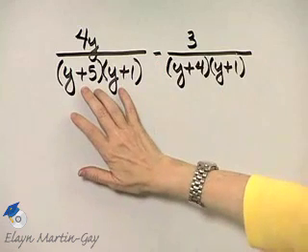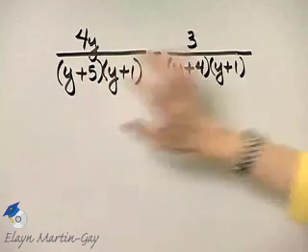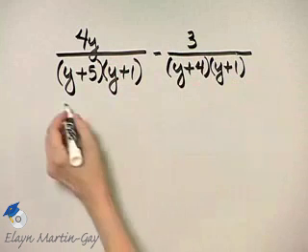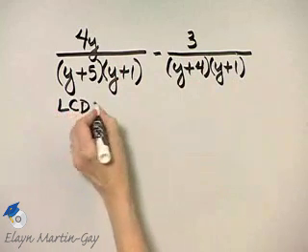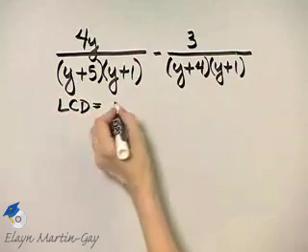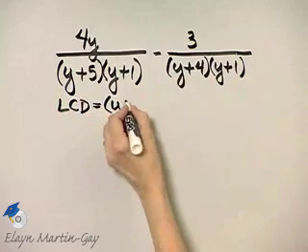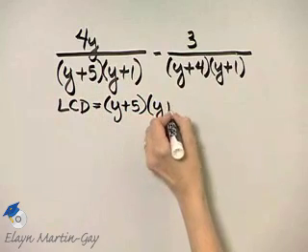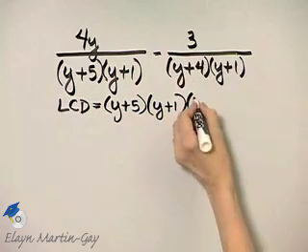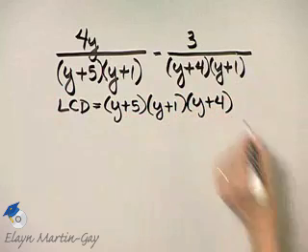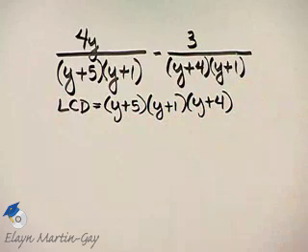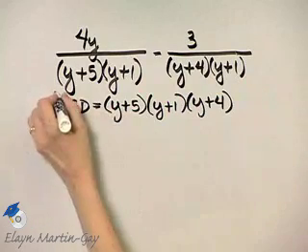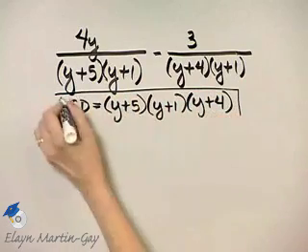The first one factors as y plus 5 times y plus 1. Second one factors as y plus 4 times y plus 1. I need that to find my least common denominator, and it is y plus 5. I need that factor. I need the factor of y plus 1, and I need the factor of y plus 4. And notice I already do have that factor of y plus 1. So here is my least common denominator.